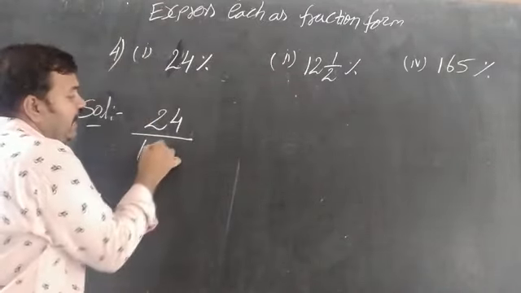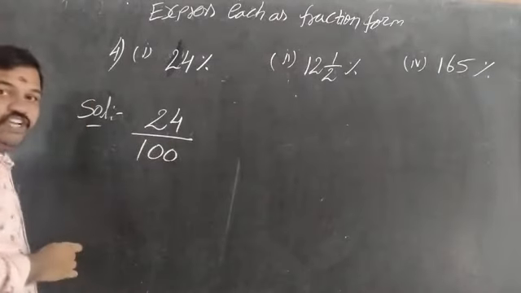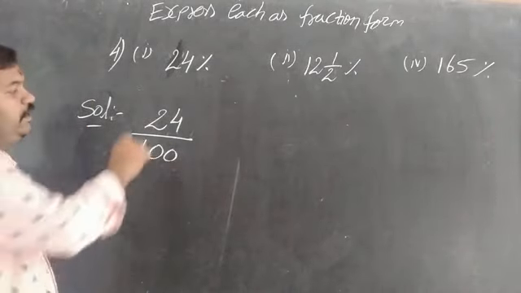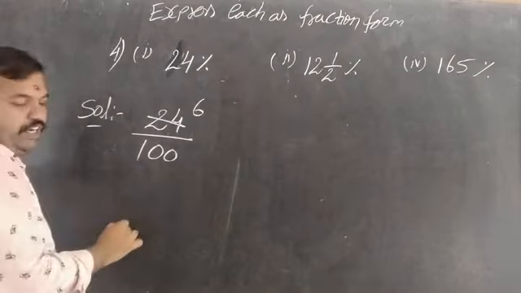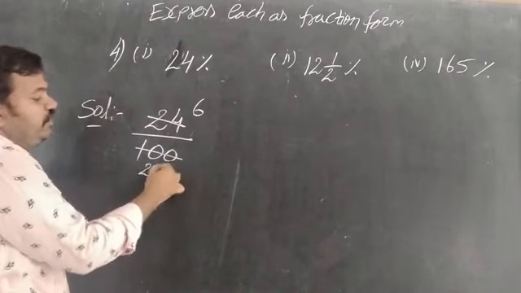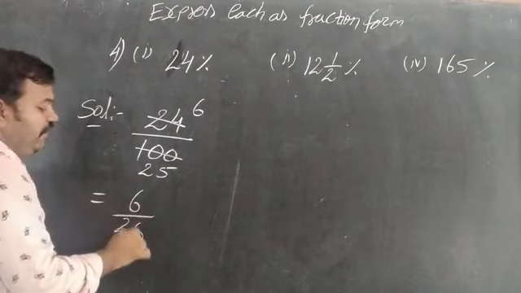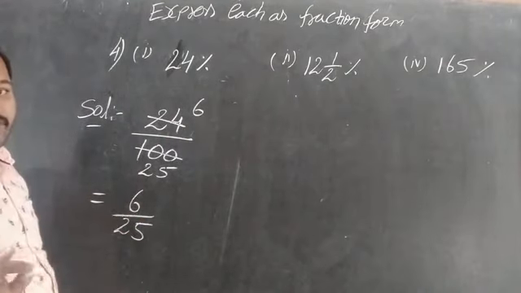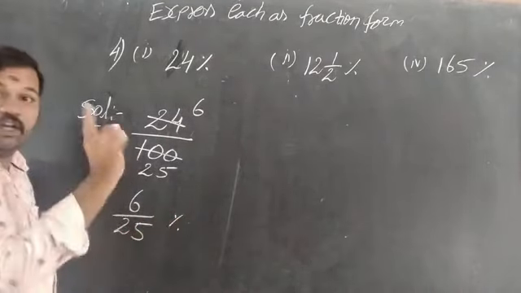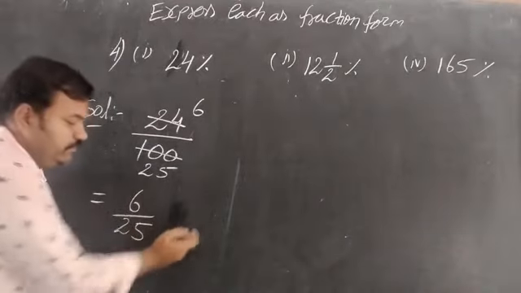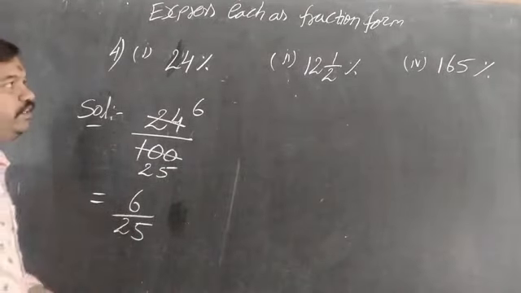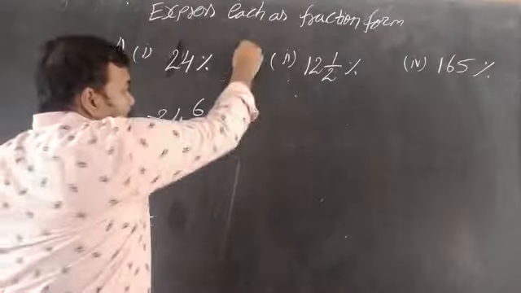Divide by 100. Cancellation using 4 table. 6 4s are 24, 25 4s are 100. There is no further cancellation, so 6 by 25. Normal fraction form. Don't put the percentage symbol. Only the fraction form is enough. They are asking in the fraction form, so we have to stop.